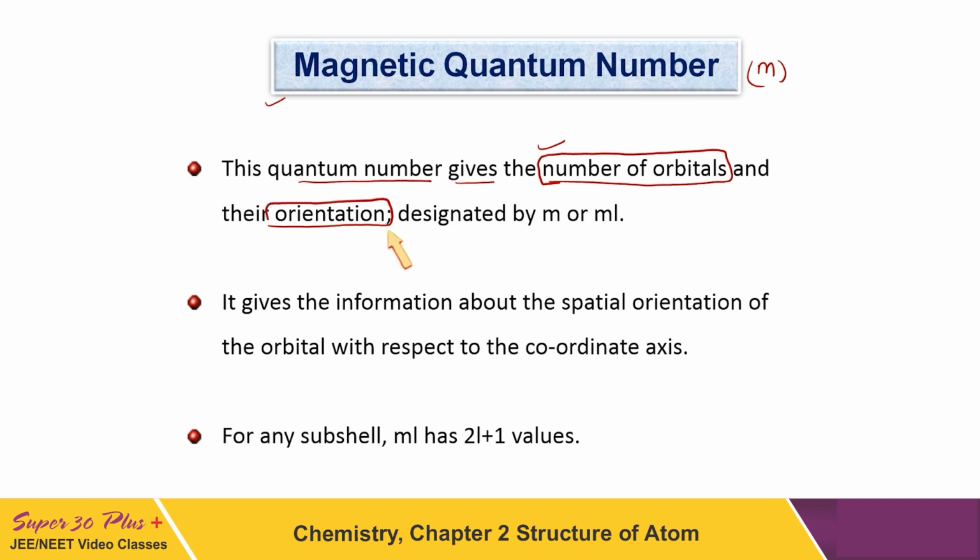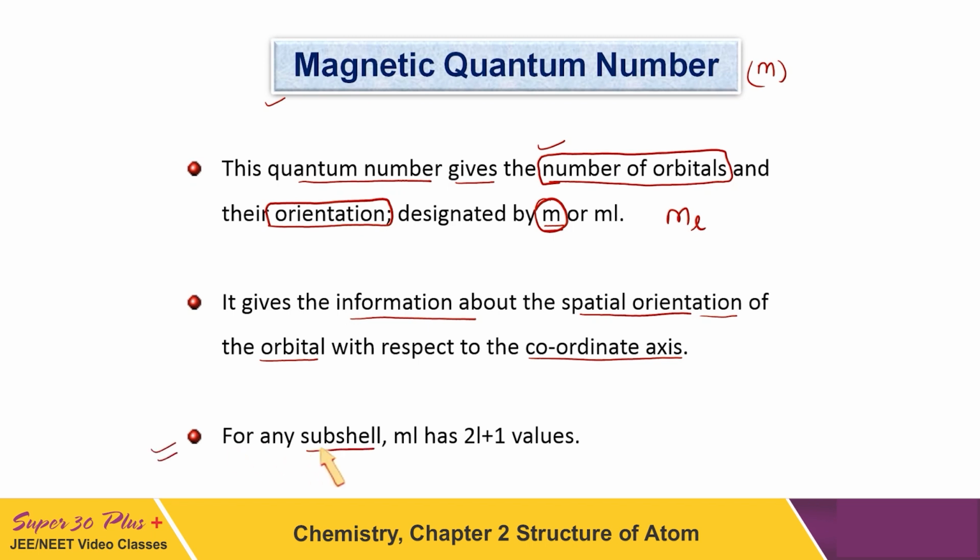What do you mean by orientation? In simple words, it is the direction in which they are oriented, and it is designated by small m or ml, although most commonly it is designated by small m. It gives the information about the spatial orientation of the orbital in three dimensions, with respect to the coordinate axes. Now, these are the possible values of m.